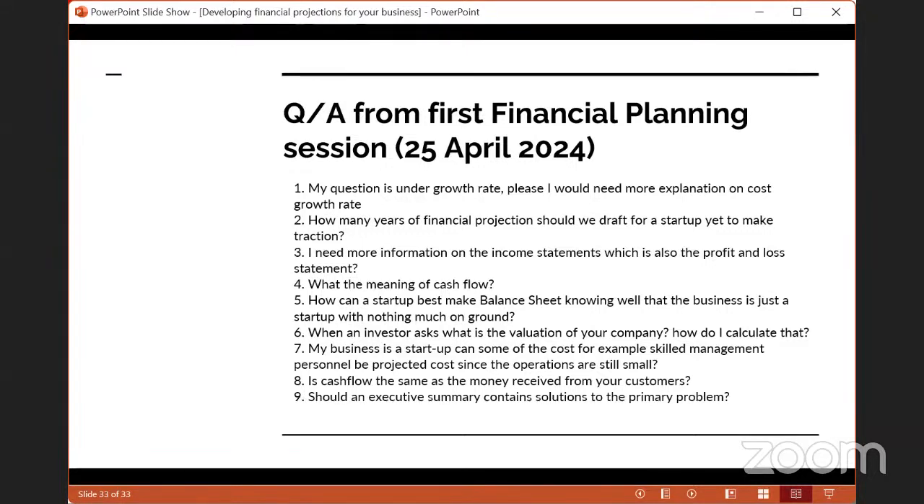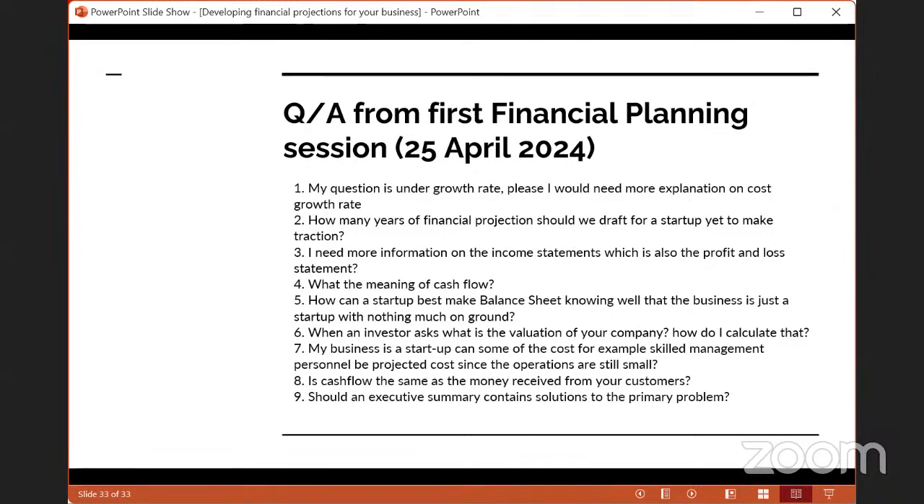Is cash flow the same as money received from your customers? This can be tricky because your cash inflow. So when you talk about money received from your customers, when you have customers that say, I'm not paying you cash now, I will pay you on credit, it's still money received from them. It's still accounted for as revenue, but it is not accounted for as inflow of cash unless they are paying you on the spot. So sometimes it can be the same thing, sometimes it's not the same thing. And cash flow that I believe you're referring to is cash inflow.